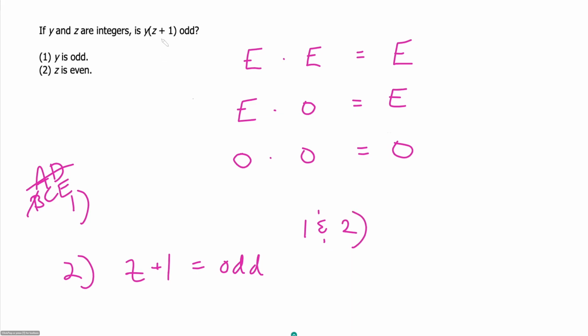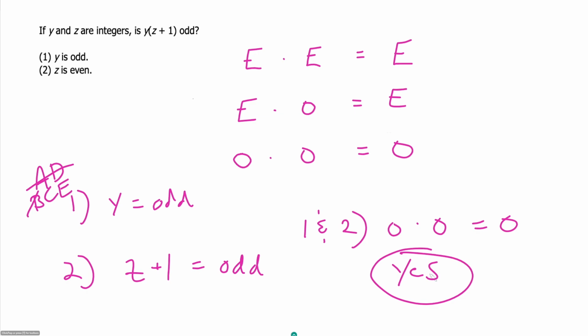y times z plus 1 is going to be an odd times, so that's statement 1 said y is odd. So it would be an odd times an odd, which should give us an odd. And so this is sufficient to say yes. But again, that is irrelevant. The fact that it is sufficient is all that matters. C.